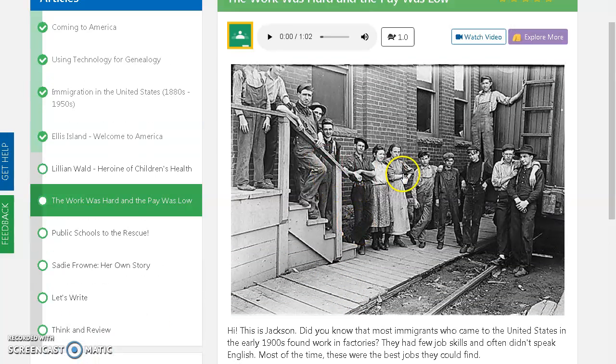On your test, you're going to see this picture. You have 3 different questions that go along with it. One question says, how do you know that this photograph was taken long ago? Just by looking at this picture, we see that the clothing and the shoes the children are wearing look old-fashioned. They don't have on gym shorts and t-shirts and tennis shoes like you wear today.